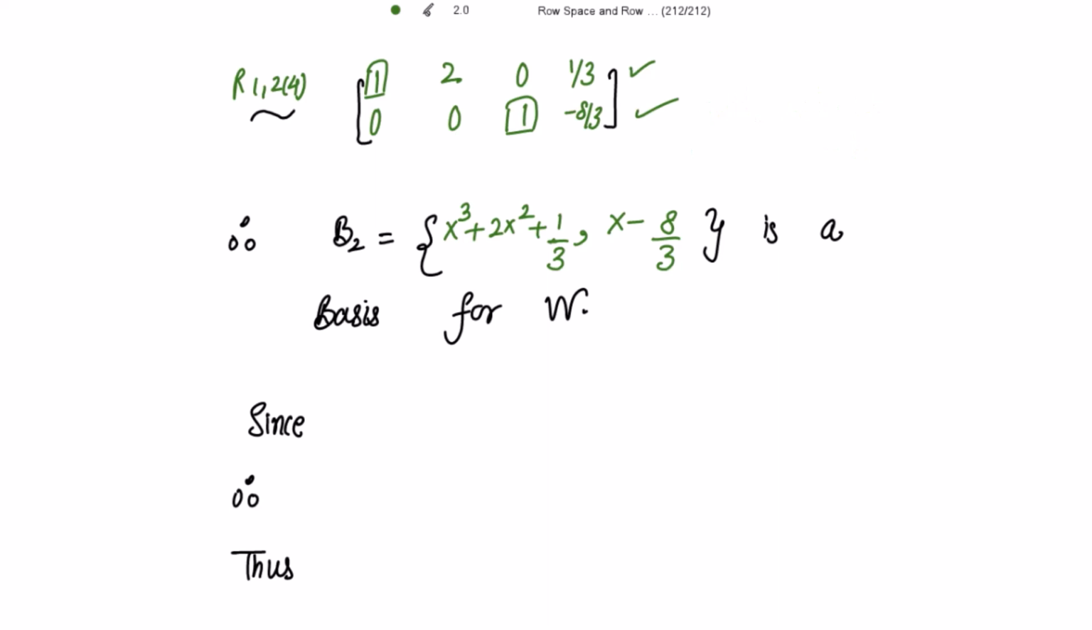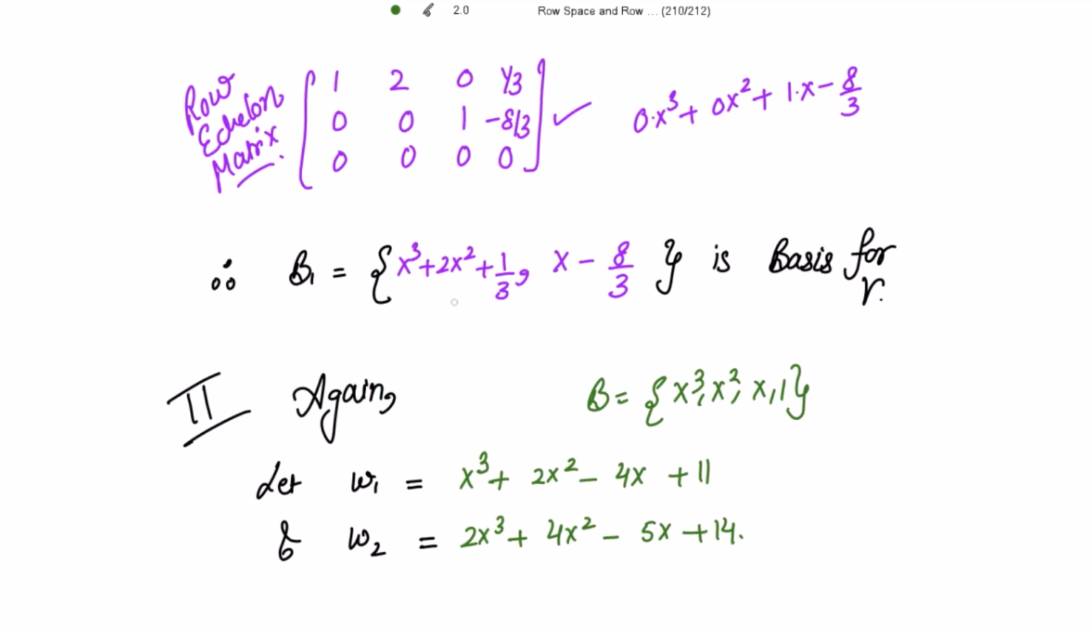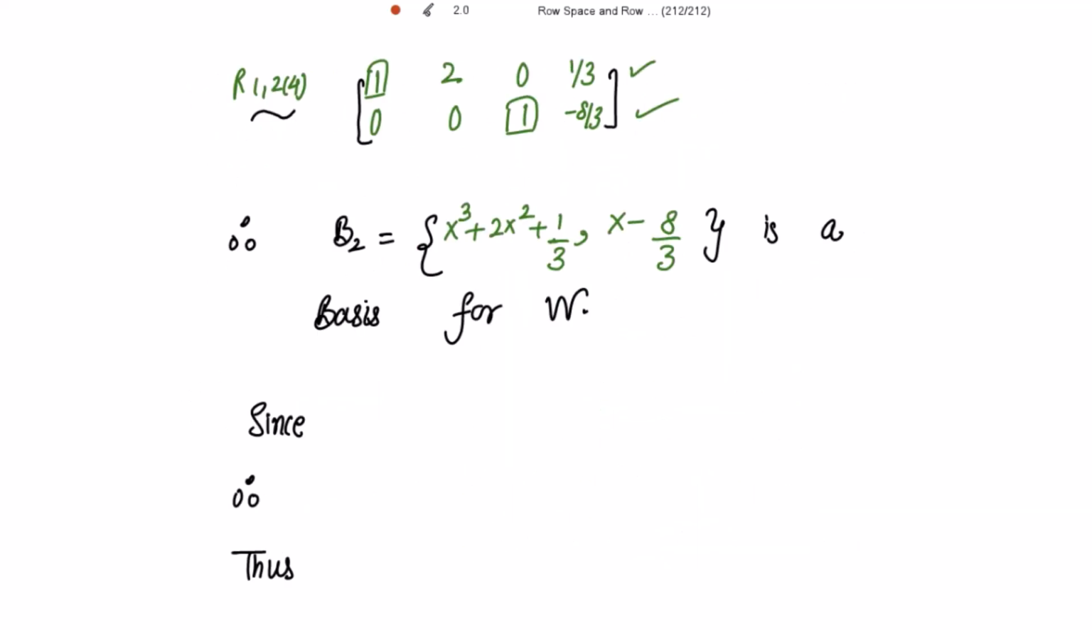Let's match these bases with basis B1, that is the basis for V. So we are getting the basis for W as x cubed plus 2x squared plus 1 over 3 and x minus 8 over 3. Let's check the basis for V. So it is x cubed plus 2x squared plus 1 over 3 and x minus 8 over 3, which is the same as that of B2, right? So since basis B1 is equal to basis B2, therefore V and W have the same basis.